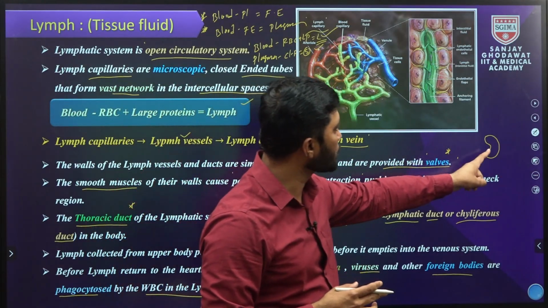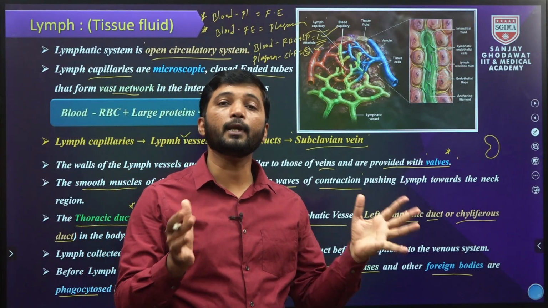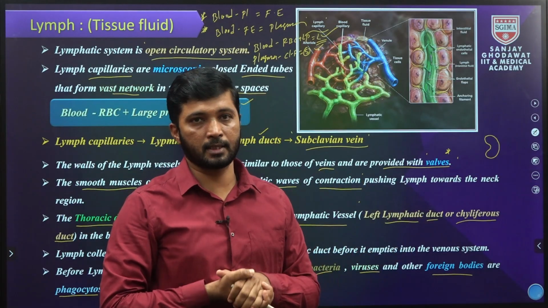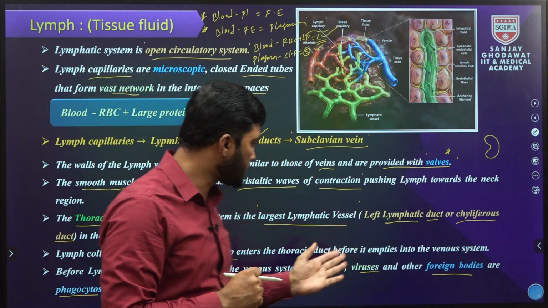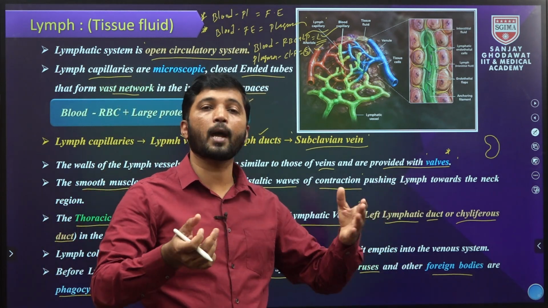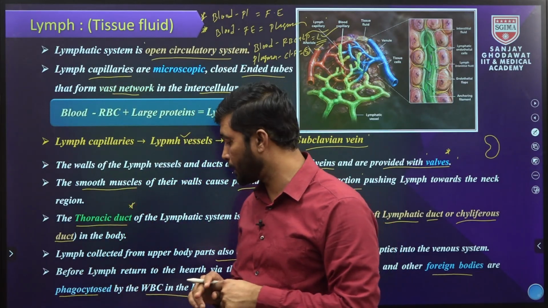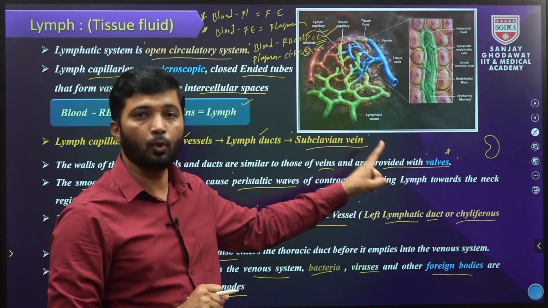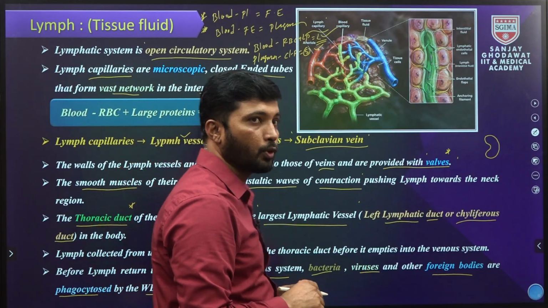Now what is the function of the lymph nodes? In the lymph nodes, the lymph undergoes filtration. They clear out foreign particles. If any foreign particles like bacteria, viruses and other foreign bodies are present in the lymph, they are phagocytosed, nothing but engulfed directly by WBCs in the lymph nodes. And this is the introduction about the lymph.